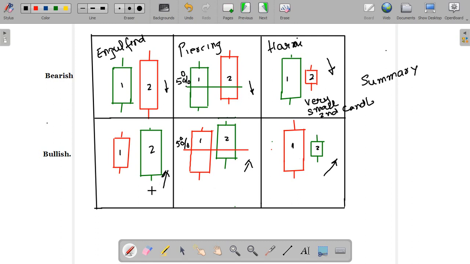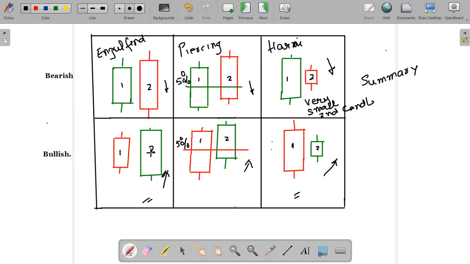Now friends, if you see this and this, they are opposite, number one, but more than anything else, the body in the second candle in harami is very small, whereas here the body is fairly big and the second candle is still bigger. Here the candles are very small, so the difference is in the size of the body. That means candle 2 here is small, and candle 2 here is bigger than the first candle. So friends, that is the difference.